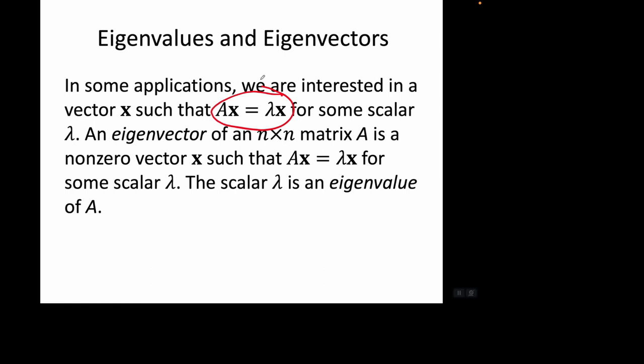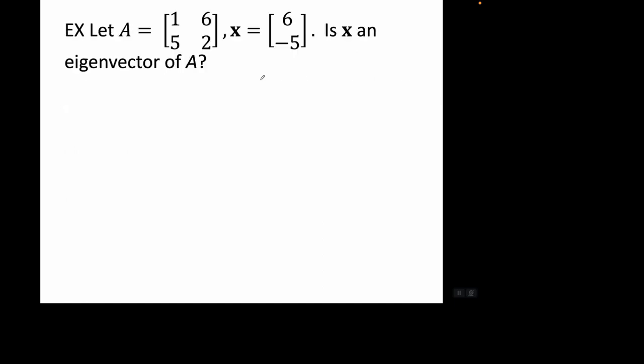An eigenvector of an n by n matrix A is a non-zero vector x such that Ax = λx for some scalar λ. The scalar λ is an eigenvalue of A. We need to see an example.